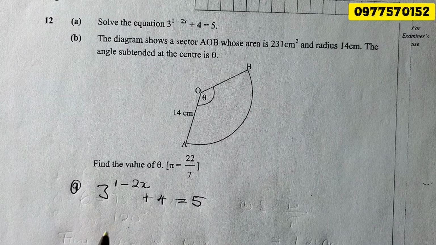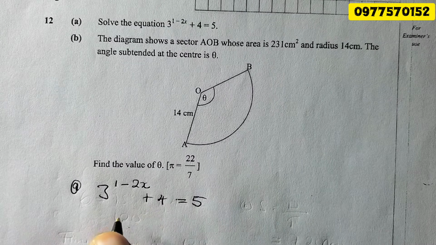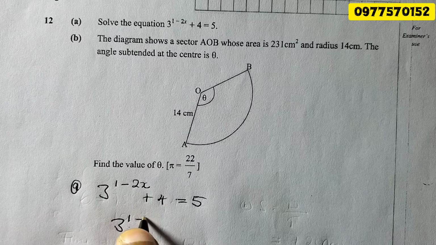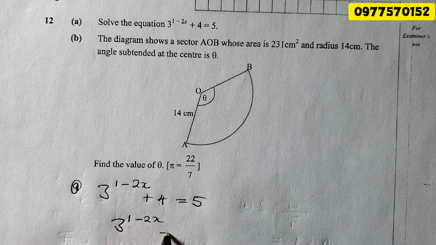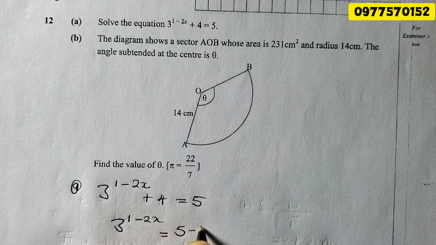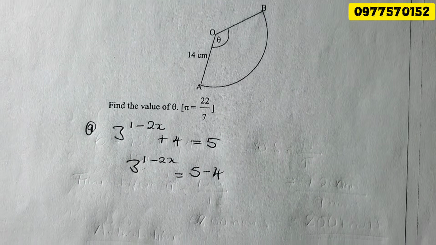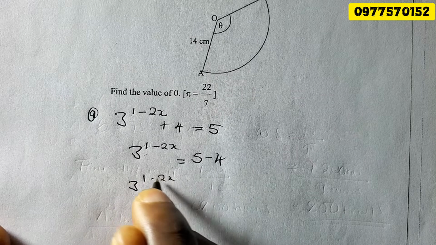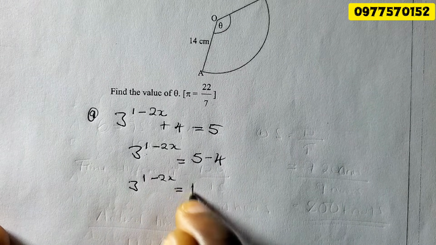All right. So we're going to collect like terms. The 4 will go to the other side, so that here we will just remain with 3 to the power 1 minus 2x is equals to 5 minus 4. Then 3 to the power 1 minus 2x is equals to 5 minus 4, 1.